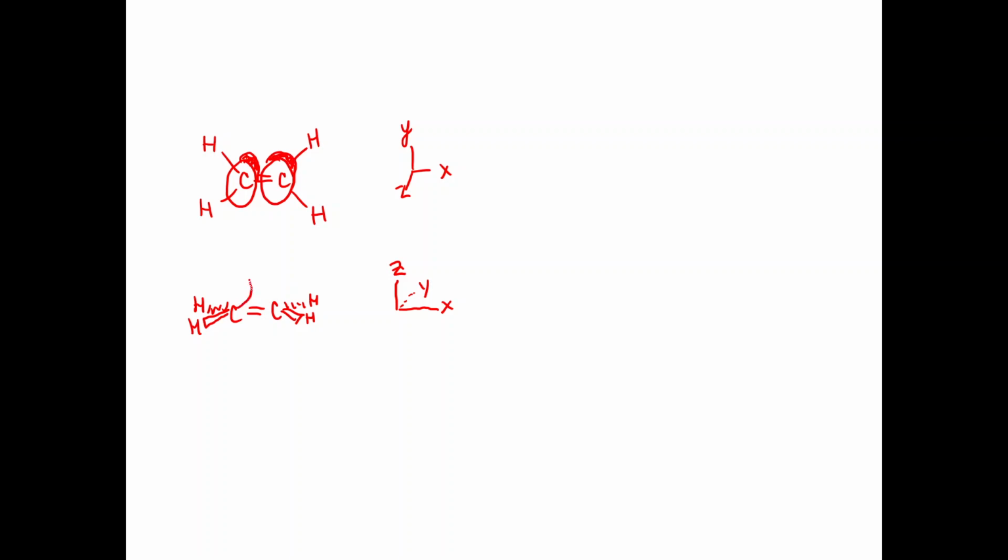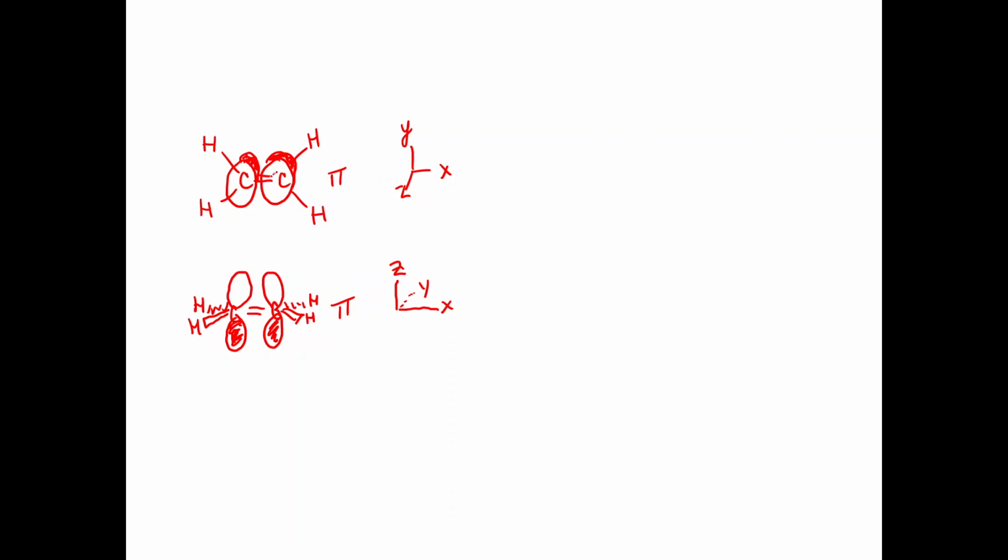And then you can see those p atomic orbitals. And the way I drew them up there, the shaded region was in back. So if I rotated it, now it's down. And so that would be the pi bond. So both of these are pi bonds.